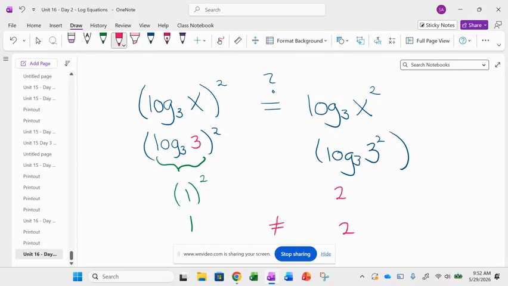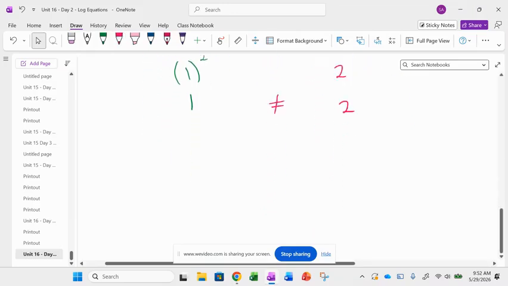Is 2 equal to 1? No. So it's a difference when you're squaring the whole log expression versus just squaring the argument of the log, right? Big difference. So we want to keep that in mind. It's not the same.